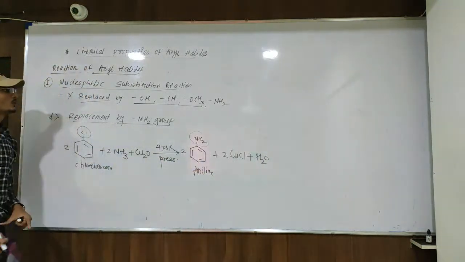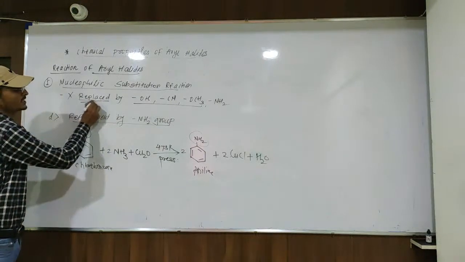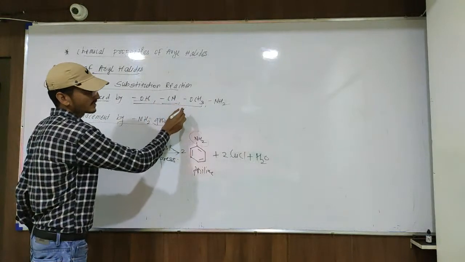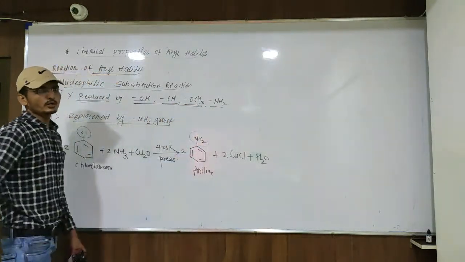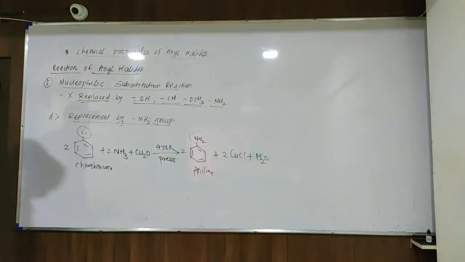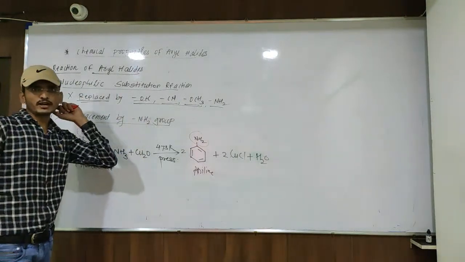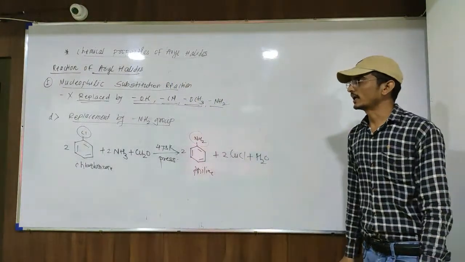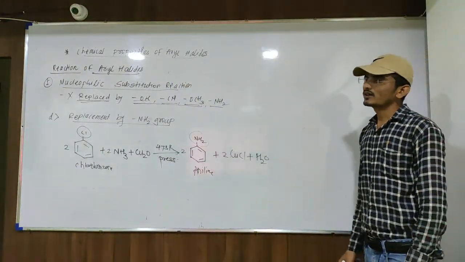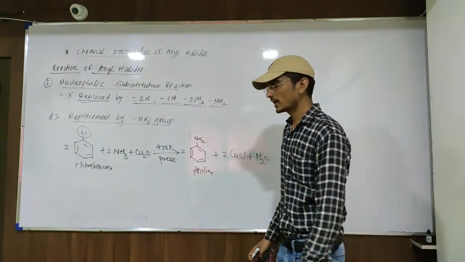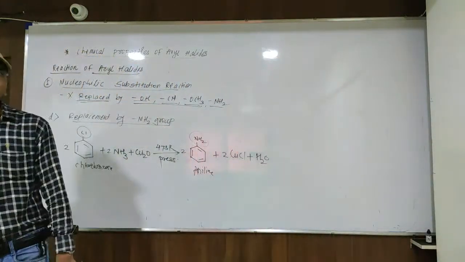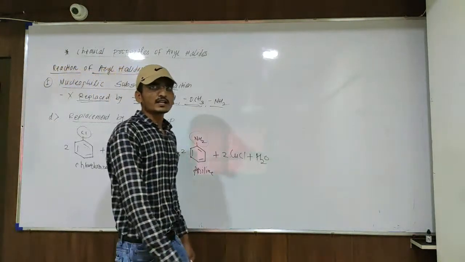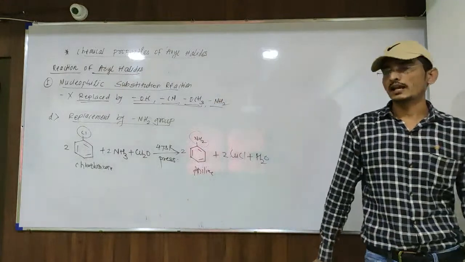Okay, so this is about the nucleophilic substitution reaction, where X is replaced by OH, Cl, cyanide, methoxy, and amino group. That is nothing but the nucleophilic substitution reaction. Only these nucleophiles show nucleophilic substitution reaction in the case of aryl halides. Other nucleophiles do not show the reaction with aryl halides because they are weak nucleophiles. Okay, so this is about the nucleophilic substitution reaction in the case of aryl halides.